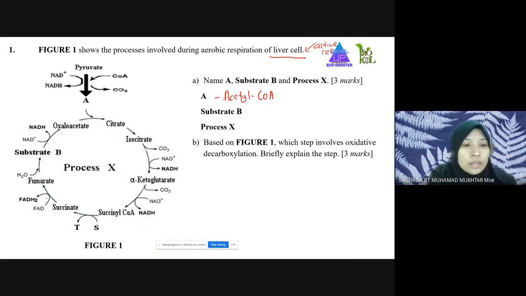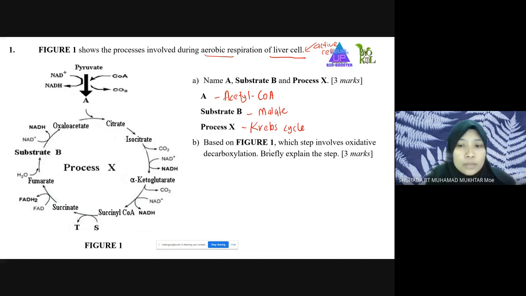Next ialah substrate B. Substrate B from fumarate to substrate B and then substrate B to oxaloacetate. So fumarate undergoes hydration, forming what we call malic, actually. So jawapan dia ialah malic. Next adalah proses X. Proses X saya dah sebut tadi. Kalau cycle dalam aerobic respiration satu saja iaitu Krebs cycle. Make sure you write down K huruf besar. So dia ialah Krebs cycle.